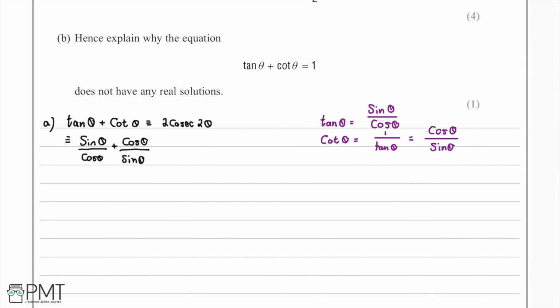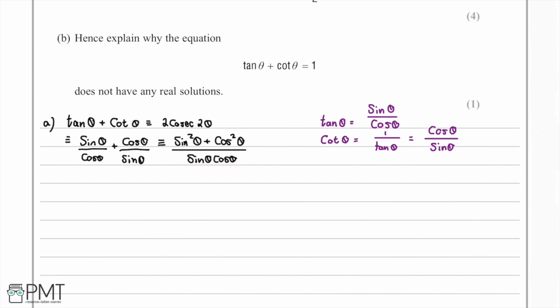And then I think the next best step from here would be to make these into a single fraction. So to do that, we need to add them together. Sine squared theta plus cos squared theta, and we divide that all by sine theta cos theta. So we now have a single fraction which we can deal with.